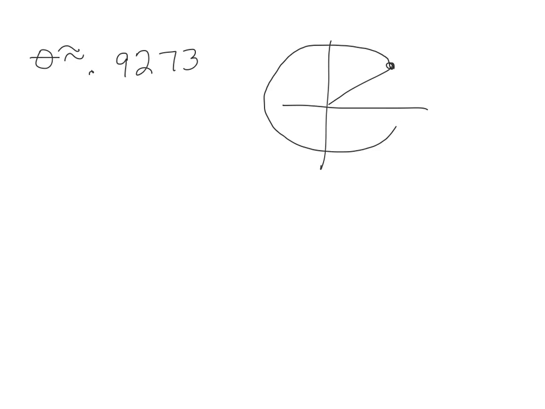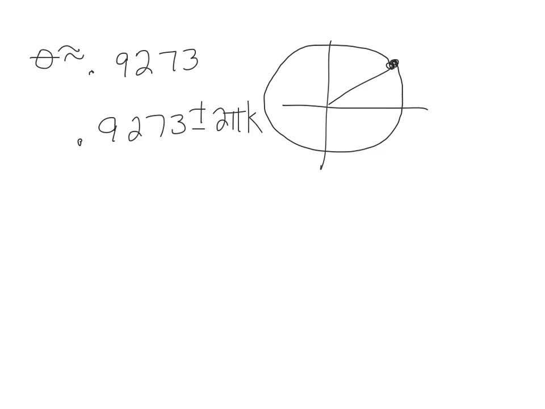If we say find all the solutions, what we're saying is every single time that goes around the circle, it's going to pass there and we're going to have that answer. So we're going to have 0.9273 plus or minus 2 pi k as an answer where we have all the solutions. So that's one solution that we actually have.